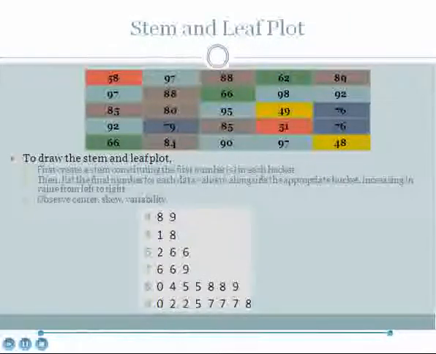After drawing the stem, list the final number for each data value alongside the appropriate bucket, increasing in value from left to right. For example, for the stem value of 4, there are 2 values in the bucket, 48 and 49. So we list an 8 and then a 9 alongside the stem. For the value 7, as another example, the values in the bucket are 76, 76, and 79. So we list 2 6s and a 9 alongside the stem.